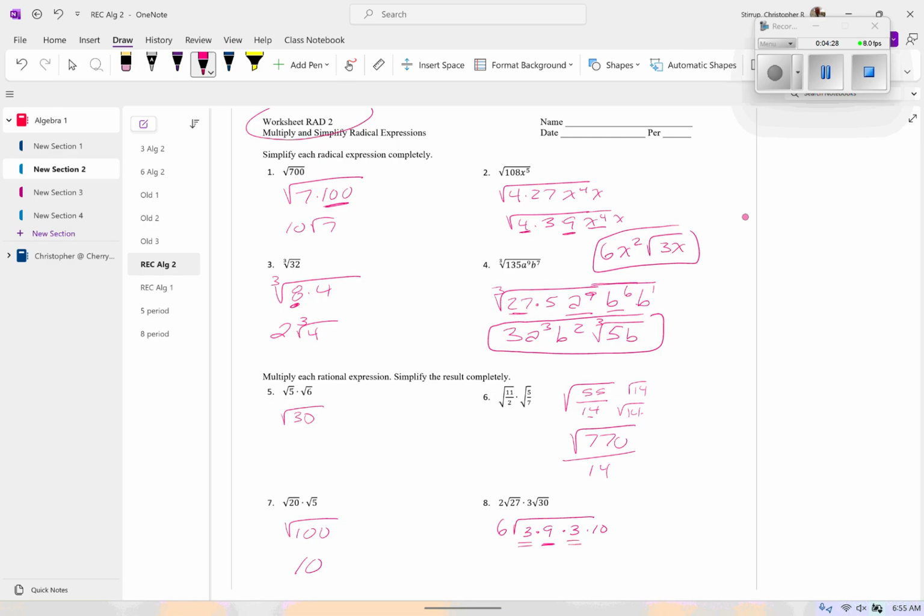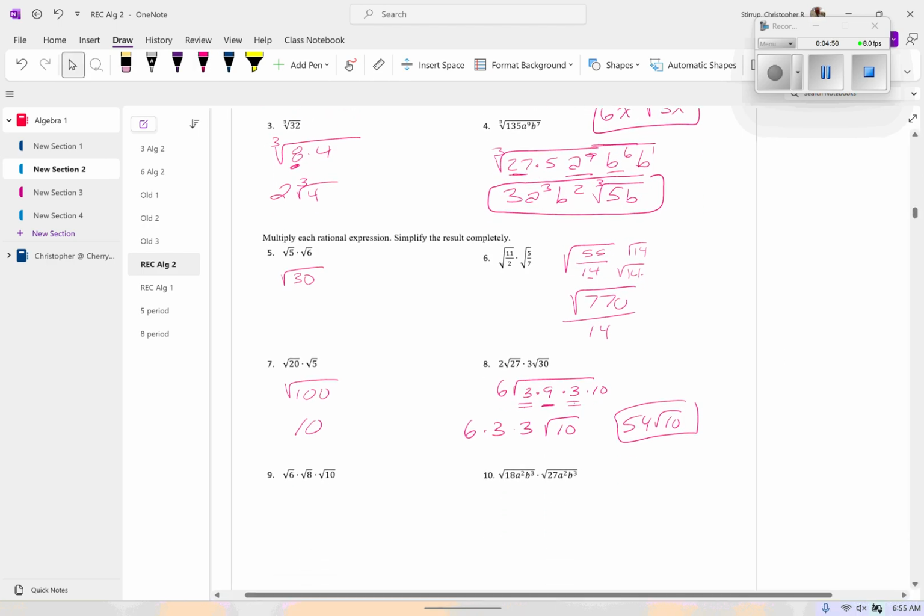So square root of 9 is 3. If I multiply 3 times 3, I get 9. So square root of that gives me another 3 times 10. So 6 times 3 is 18 times 3 is what, 54? So I get 54 root 10. So that might be a little simpler to work through those problems.